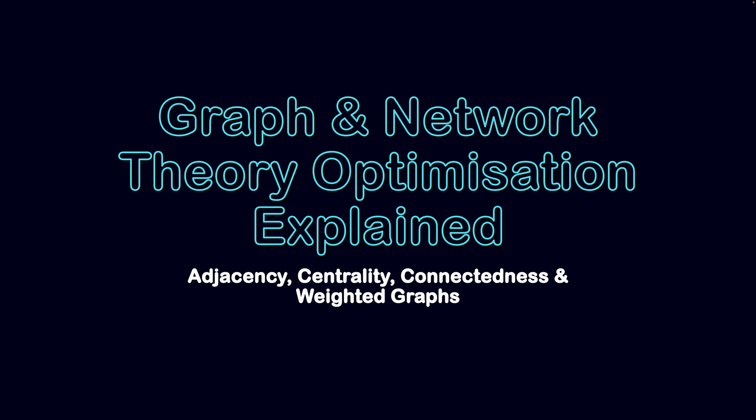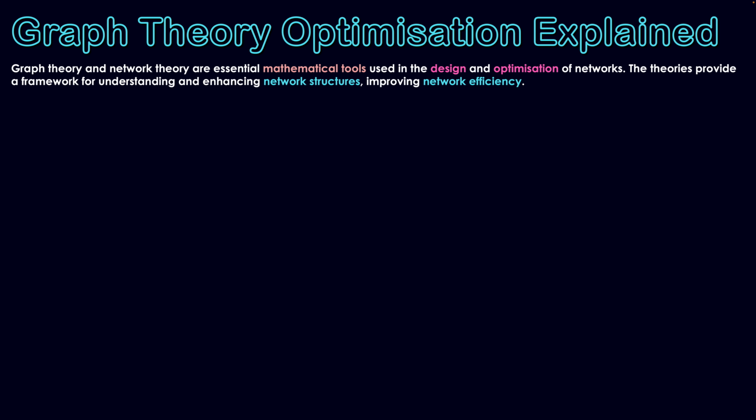Graph and network theory optimization explained. Adjacency, centrality, connectedness, and weighted graphs. So, graph theory and network theory are essential mathematical tools used in the design and optimization of networks. The theories provide a framework for understanding and enhancing network structures, improving network efficiency.